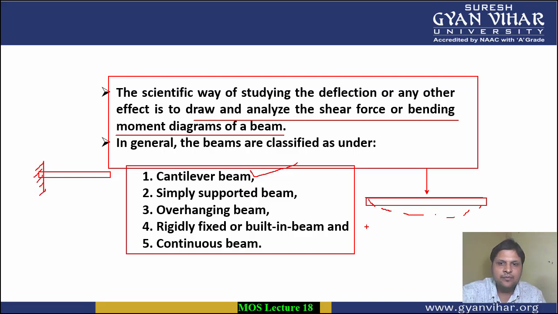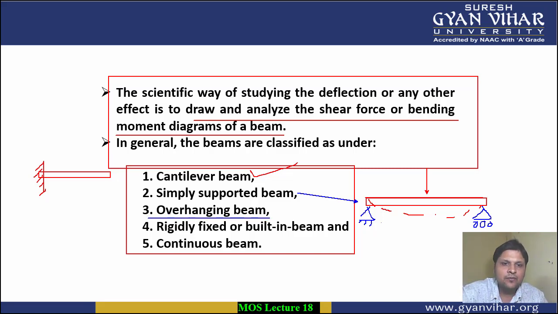A simply supported beam is the beam in which you have two supports, on both sides. If one is the hinge support, then the other will be the roller support. We all know the importance of the roller support is that it allows contraction and expansion of the beam whenever there is thermal gain or loss of heat. Then comes the overhanging beam.